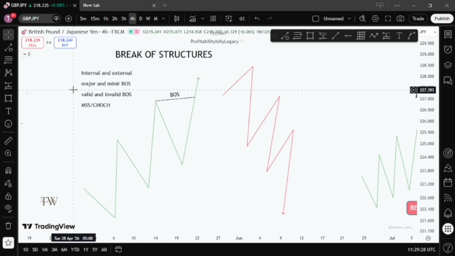Then we have the internal break of structure. An internal break of structure occurs within the larger trend. Instead of breaking major swing points, price breaks smaller internal highs and lows. As opposed to the external break of structure, this one occurs more in the lower time frame. Remember we said that the other one happens more on the higher time frames, but you're going to see the internal break of structures more on the lower time frames, like the 1 hour time frame, 15 minutes, 30 minutes, 5 minutes. Anything you see there is an internal break of structure. And I'm still going to show you that.